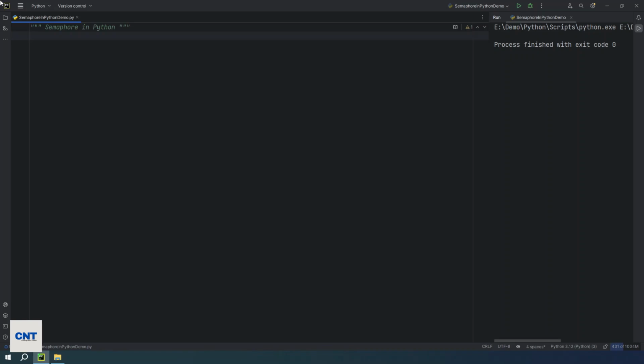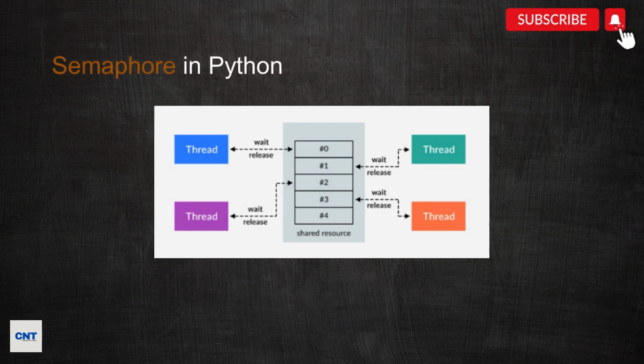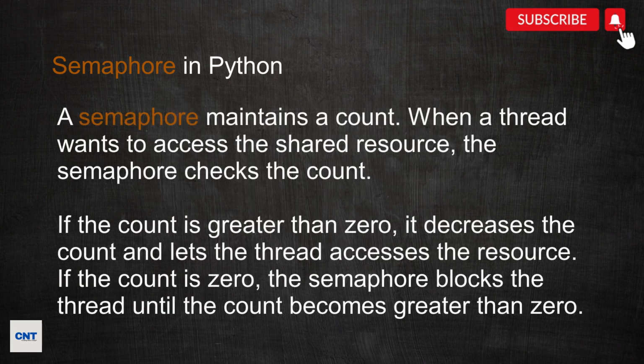Guys, in this video, we will learn how to use Python Semaphore to control the number of threads that can access a shared resource simultaneously. A Python semaphore is a synchronization primitive that allows you to control access to a shared resource. Basically, a semaphore is a counter associated with a lock that limits the number of threads that can access a shared resource simultaneously. A semaphore maintains a count.